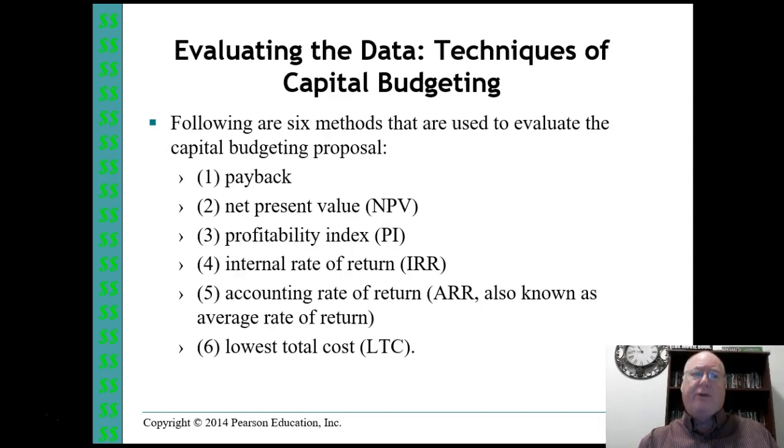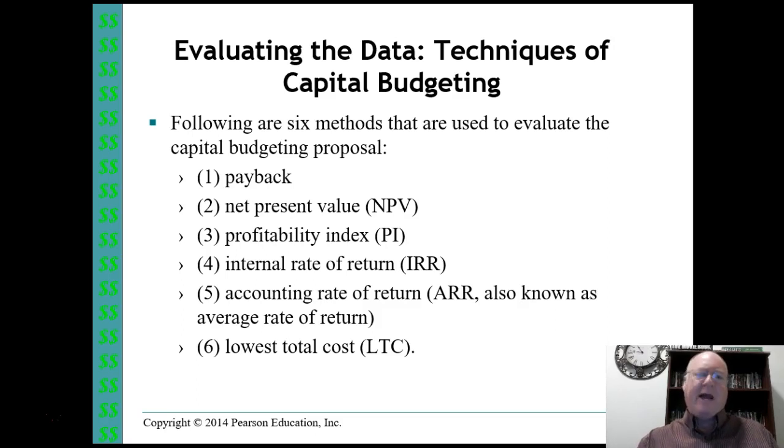Once you start to pull those costs together, then you're going to evaluate the data, which is step number 2. And we're going to spend most of our time today talking about the 6 methods that can be used to evaluate the capital budgeting process. You'll notice here that most of these methods harken back to what we've just talked about in the previous couple of chapters, taking into account the time value of money.